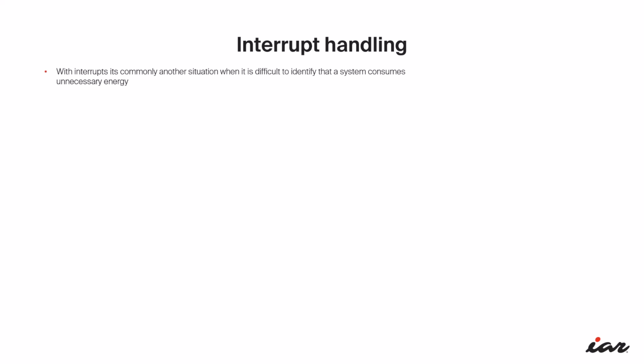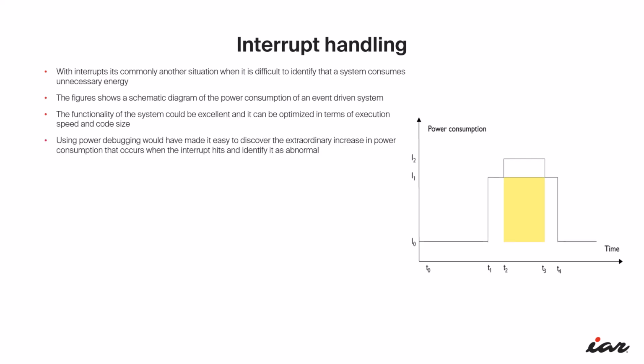Interrupt handling. Let's take an example involving interrupts to illustrate a good situation where it's difficult to identify how a system consumes unnecessary energy. In this specific case, the figure shows a schematic diagram of the power consumption of an event-driven system, where the system at T0 is in inactive mode and the current is I0. At T1, the system is activated, where the current rises to I1, which is the system power consumption in active mode with one peripheral device used.